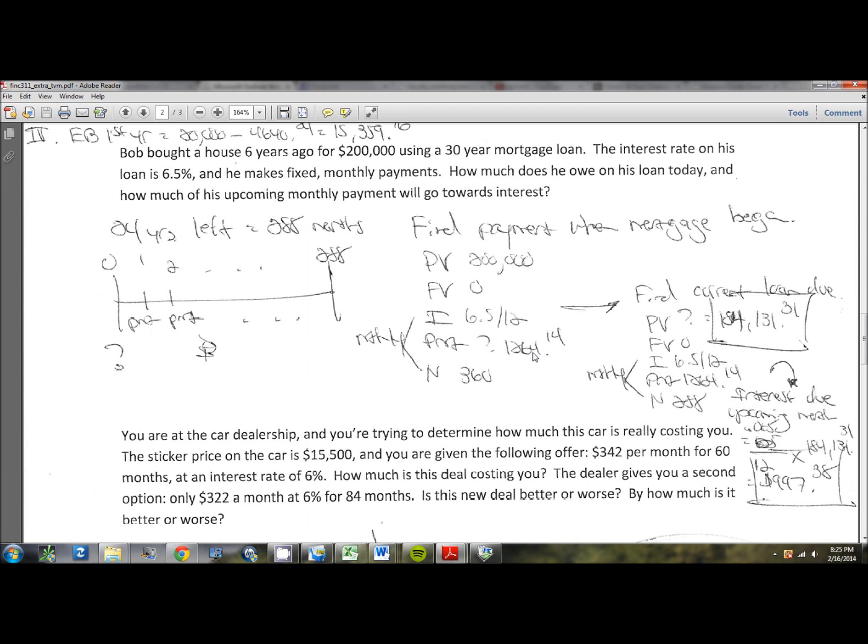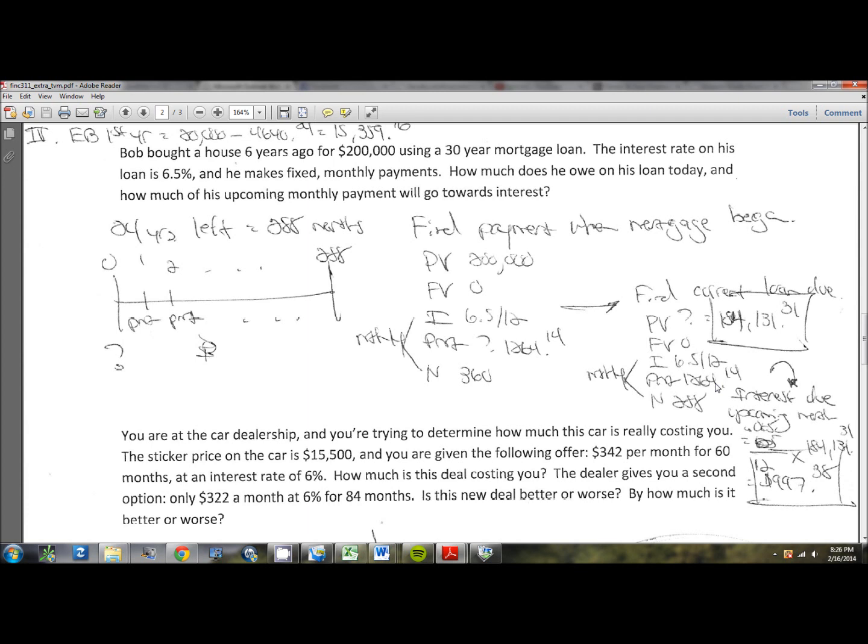From there you can now find the current loan that is due. Payment is $1264.14, 288 months left, which is what we found over here. Interest rate is still the same. Future value is still the same. Compute present value. He owes $184,131.31 on this loan.